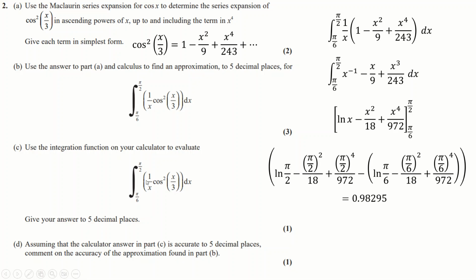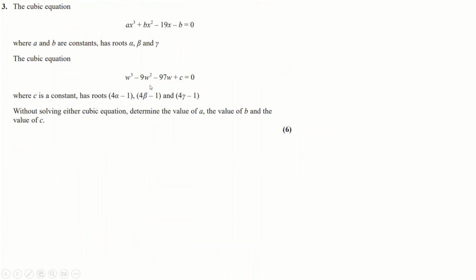Use the function on your calculator to do this. Okay, boom. And then assuming the calculation is correct, comment on the accuracy. Well, it's accurate to 1, 2, 3 decimal places. And that's all the comment you have to make. So two very easy marks at the end there. Question number 3 then is what we're going to get onto here.